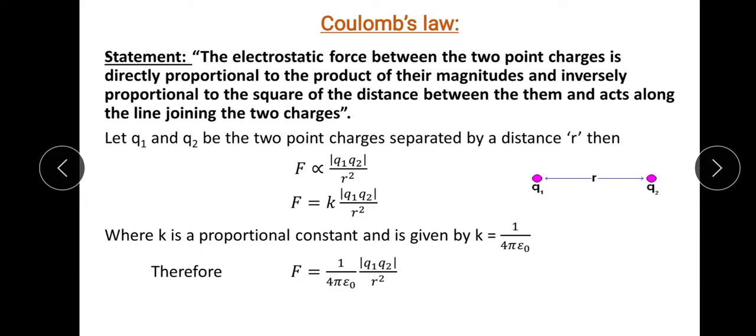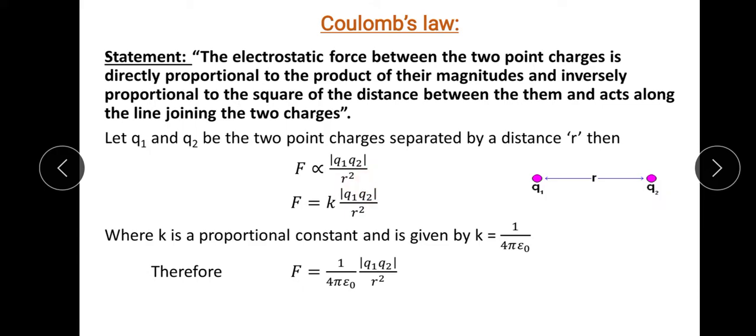Now if I substitute the value of k, F is equal to 1 by 4 pi epsilon naught into Q1 Q2 by r square. So this is the equation for electrostatic force between the 2 charges given by Coulomb's law. Right? Now if you look at the equation, F is proportional to Q1 into Q2 divided by r square.